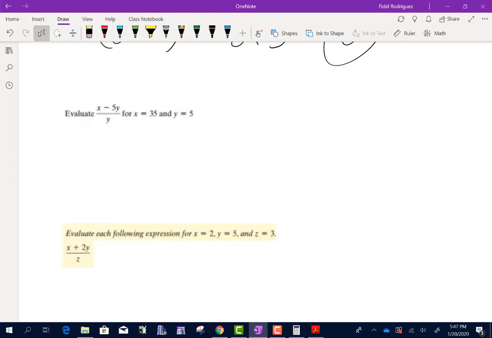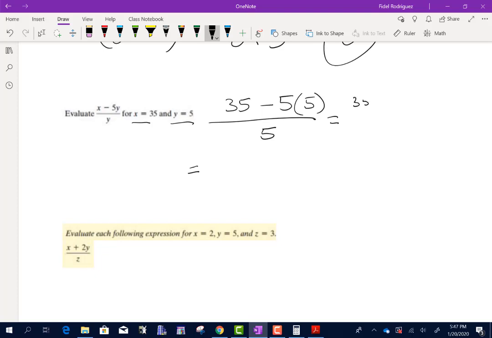All right, we're going to do the same thing for this next problem, except everywhere we have an x, we're going to plug in a 35, and everywhere we have a y, we're going to plug in a 5. So 35 minus 5 times y is the number 5, all divided by y, which is also the number 5. Okay. So again, I'm going to take care of the top first. 35 minus 5 times 5 is 25, all over 5. 35 minus 25 should give me a total of 10 over 5. And 10 divided by 5 is just 2, right? Good, very good.